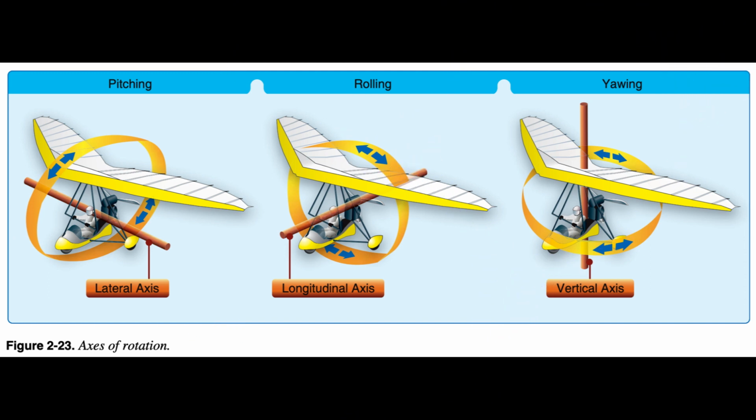The three axes of rotation intersect at the CG. Figure 2.23. Lateral axis, pitch. Motion about the lateral axis, or pitch, is controlled by AOA/speed and the throttle. Lowering the AOA, increasing speed, rotates the nose down, while increasing the AOA, decreasing speed, rotates the nose up.